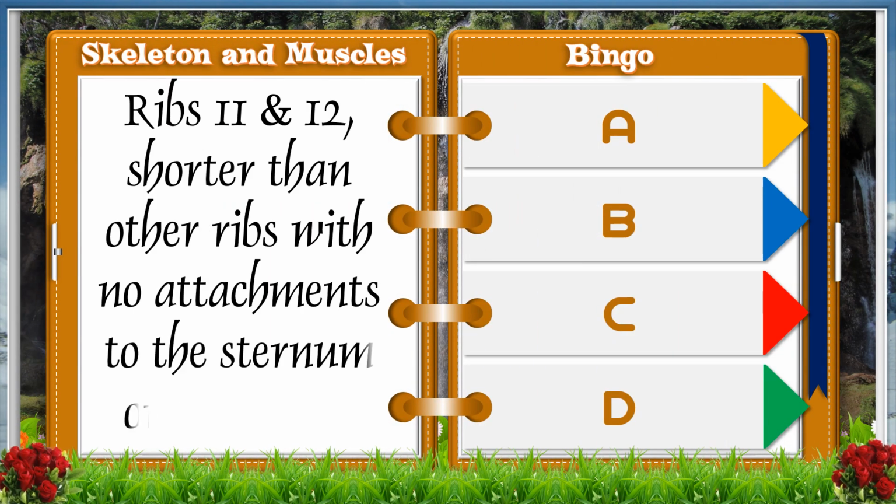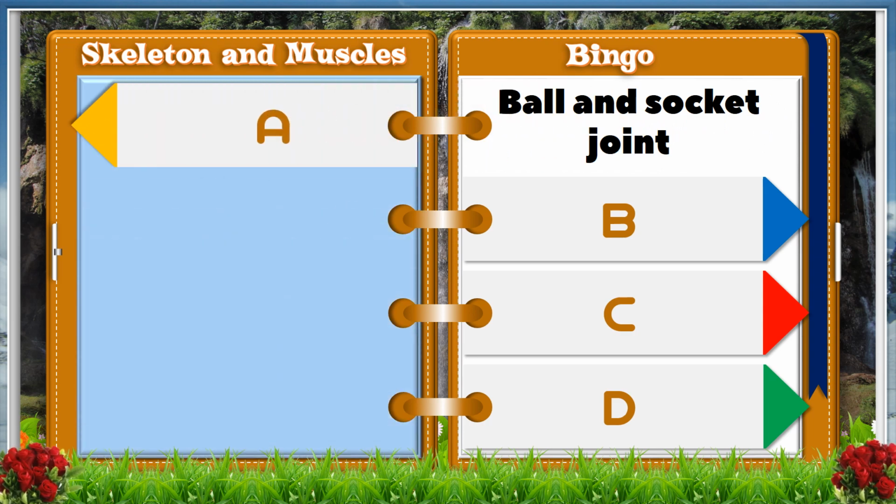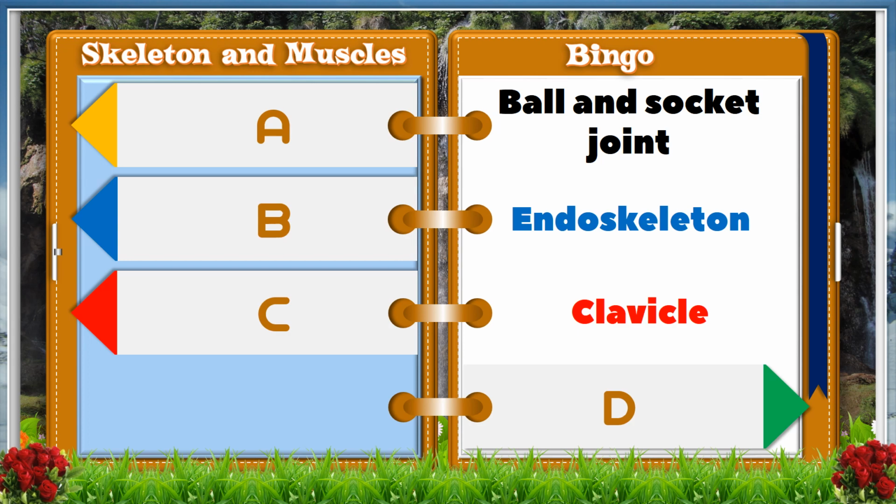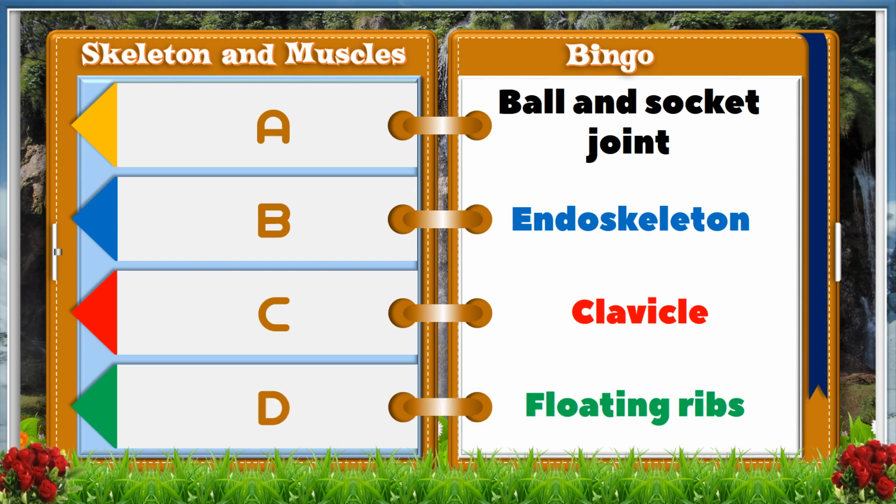Ribs 11 and 12, shorter than the other ribs with no attachment to the sternum or other ribs. A. Ball and socket joint. B. Endoskeleton. C. Clavicle. D. Floating ribs. And the answer is D. Floating ribs.